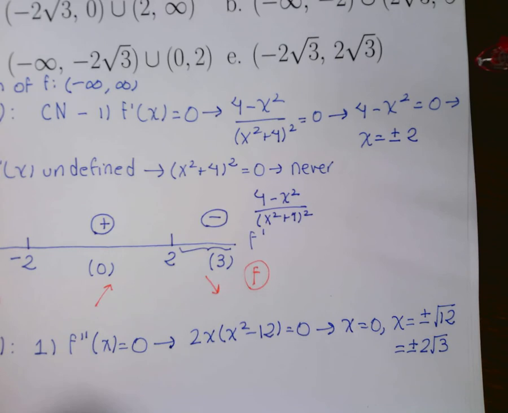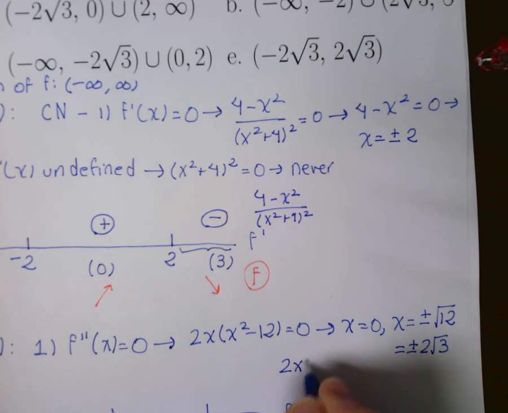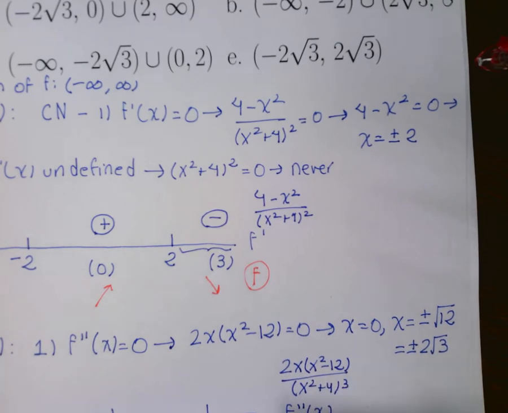So on our number line for f double prime, we're just going to have minus 2 square roots of 3, 0, and 2 square roots of 3. And that derivative is 2x times x squared minus 12. Again, the denominator is always positive. So if I use my trial points here, let's say 5. That'll be larger than 2 times the square root of 3, and that's certainly going to be positive. If I plug in 1, for example, I will get a negative value.